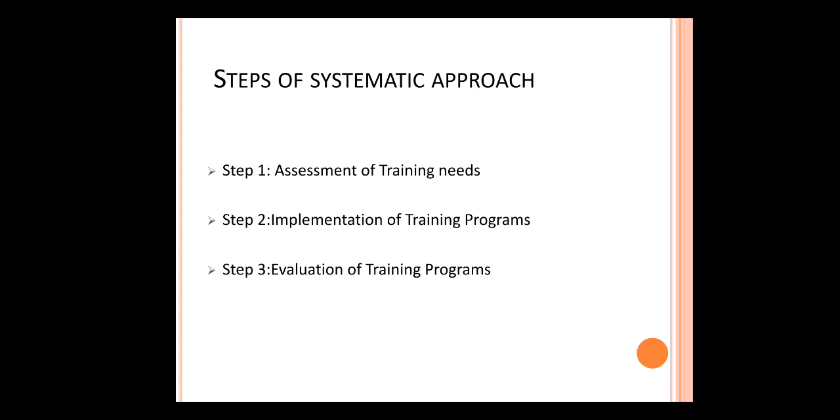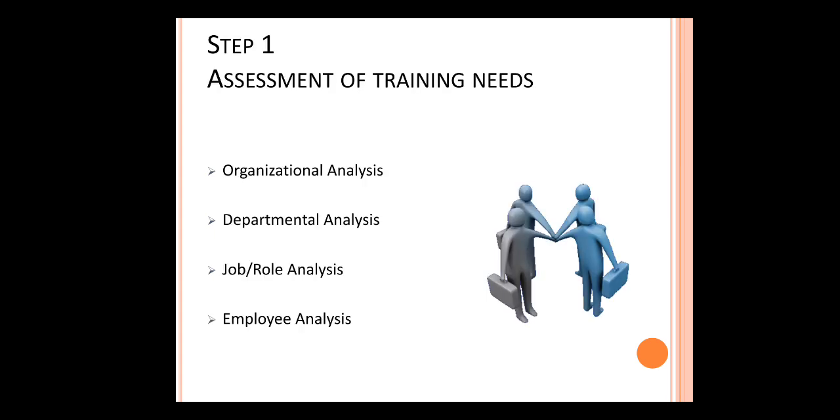The training program is divided into three steps: first, assessment of training; second, implementation of the training program; and third, the most important, that is the evaluation of a training program. Step 1, that is training need assessment. Now, training efforts must aim at meeting the requirement of the organization and the individual employees. The goal of the assessment phase is to collect information to determine if training is needed in the organization.